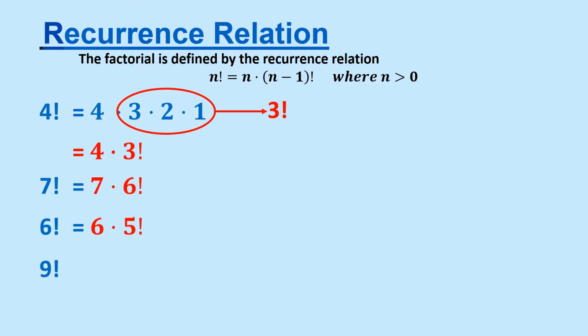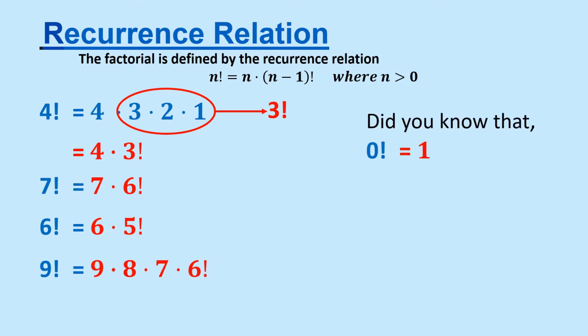For example, we have 9 factorial. You can expand this as 9 times 8 times 7 times 6 factorial, and you will have the same value. In factorial notation, 0 factorial is equal to 1. So you may ask why.